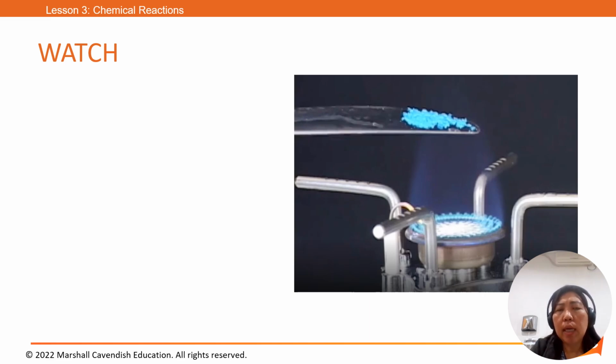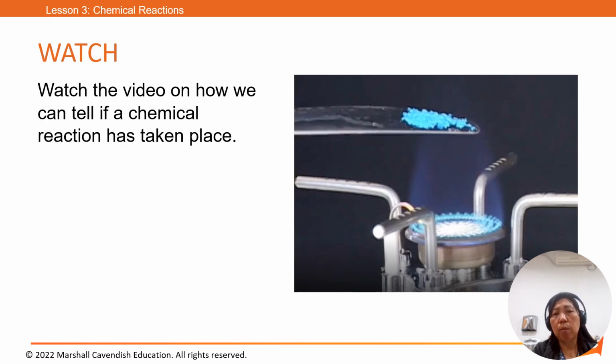Okay, let's see the chemical reaction shown in the video. So when we try to see the example of rusting of iron and photosynthesis, there is a change in color when the iron rusts. A gas, oxygen, is produced when plants carry out photosynthesis.